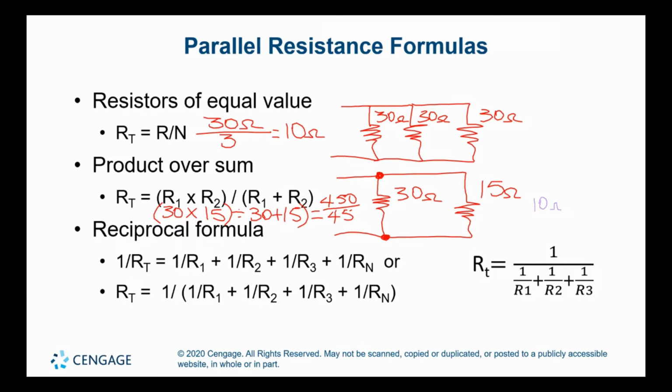However, when we have more than 2 resistors of different values, like in this instance here where we have 3 resistors, then we are going to use the reciprocal formula, which is the formula that I showed you before coming to this slide. So let's say that we have 3 resistors, and the first one is 30 ohms.